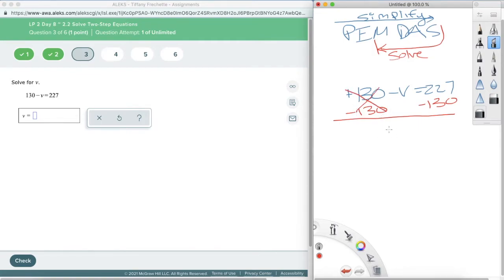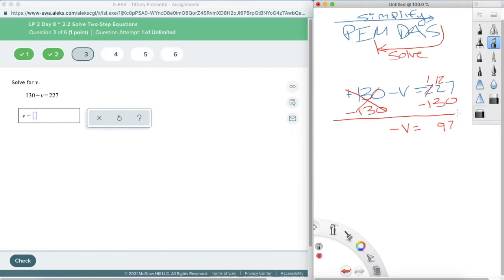And we bring down negative v. Make sure you bring down the negative with it. It belongs to the v. And then we have 227. We're going to subtract 130 from it. So 7 minus 0 is 7, then 2 minus 3, we'd have to borrow here, right? So this would end up being 9. And it's a positive 97 because it was 227 minus 130.